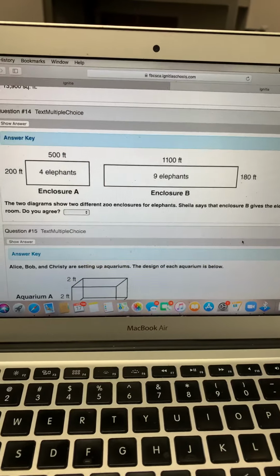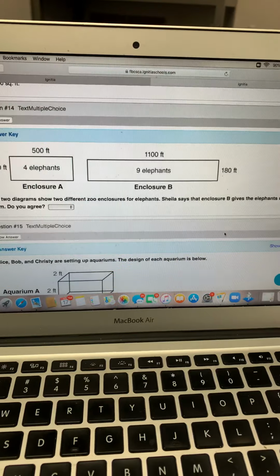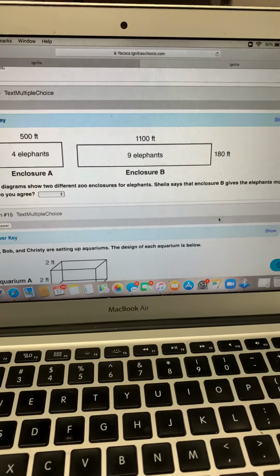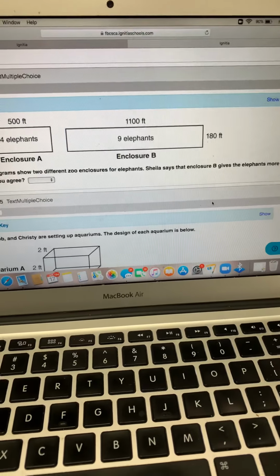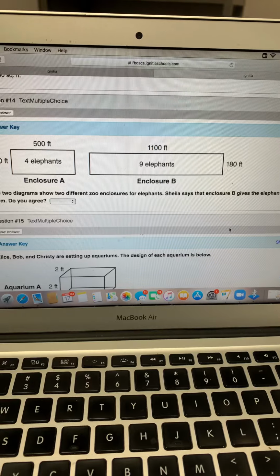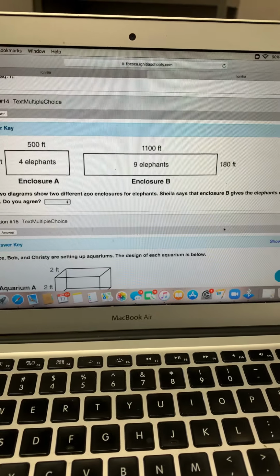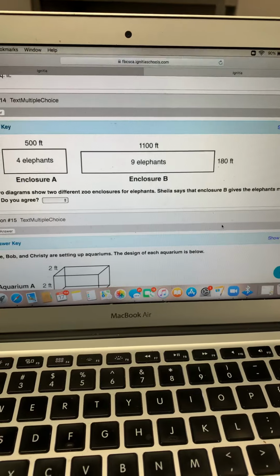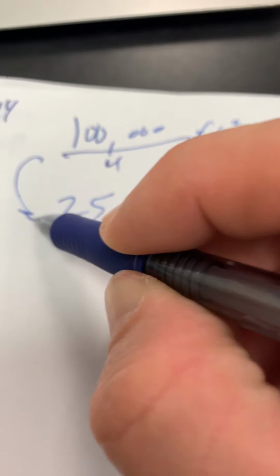So let's look at the area of enclosure A. It's 500 times 200. So it's 100,000 square feet. Okay, there's 4 elephants in there. So that means that each elephant, we're going to divide 100,000 by 4. Each elephant in enclosure A gets 25,000 feet squared. So we're just dividing that by 4, and that's what you get there.